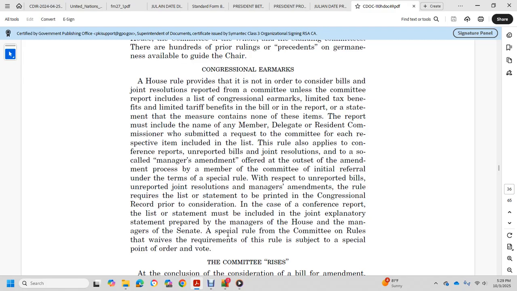The so-called manager's amendment offered at the outset of the amendment process by a member of the committee, with the initial referral under the terms of the special rule with respect to the unreported bill or joint resolution, is subject to the rule, which requires the list or statement to be printed in the Congressional Record prior to consideration. In the case of a conference report, the list or statement may be included in the joint explanatory statement prepared by the managers of the House and the managers of the Senate. Under a special rule from the Committee on Rules, the waiver of the requirements of the rule is subject to a special point of order, to a vote.